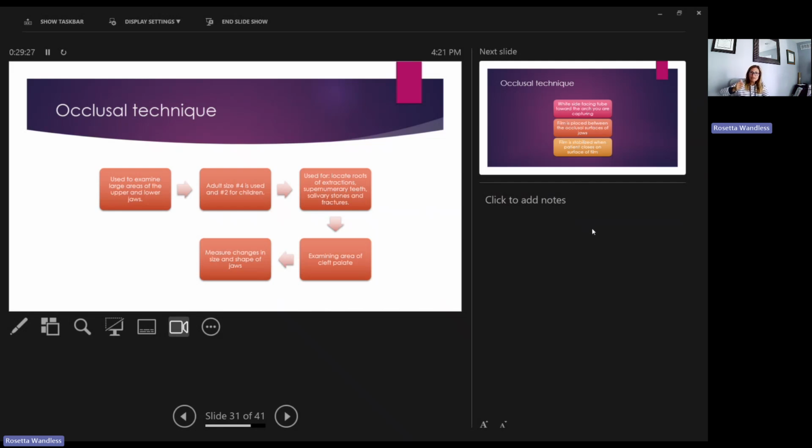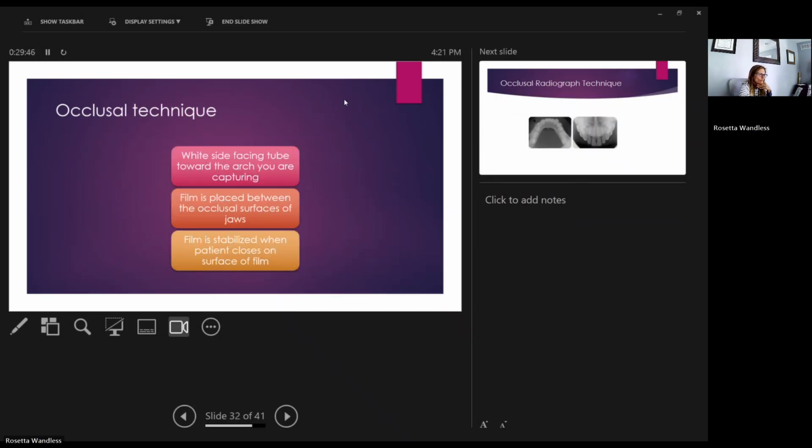So again, what are occlusal films used for? Locate roots from extractions, supernumerary teeth, salivary stones, fractures, measure changes in size and shape of the jaw, or examine any areas of the cleft palate.